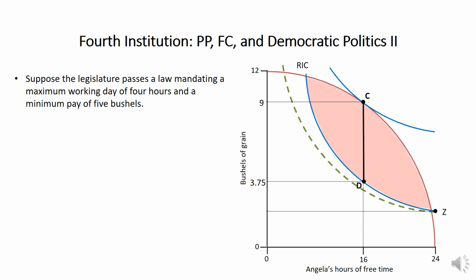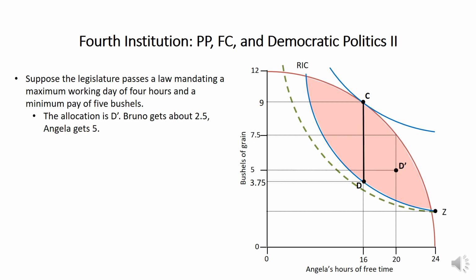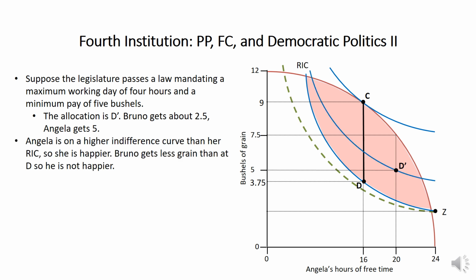hours and a minimum pay of 5 bushels. So they're going to say that point D prime here is the allocation that's the minimum that Angela can get, and also the sort of maximum in terms of the amount of hours that can be worked. And that bundle is going to be on another indifference curve of Angela's, higher than the reservation indifference curve. And so since that bundle gets her up higher than the bundle on which Z and D are found, she's happier.